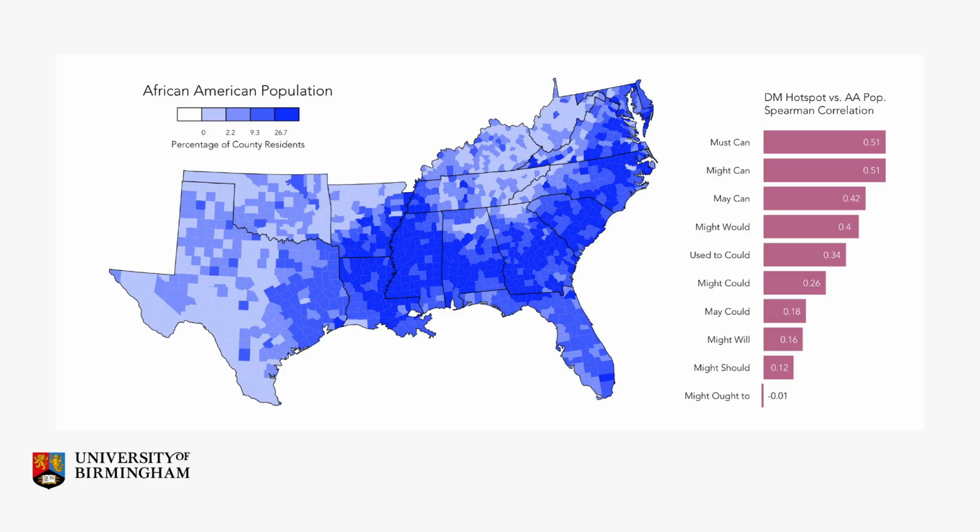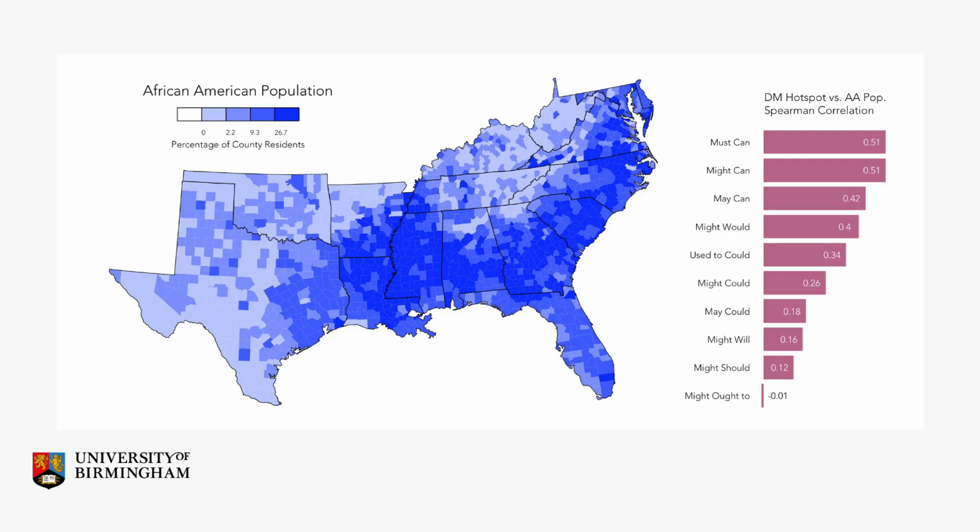We can take a look at this. Okay, so here's a map of African American population in the US. And what we can do now is correlate those maps we just saw for each of the double modals against where African Americans live. And that bar chart you see on the right shows you how strongly correlated all those double modals are to African American population. And what you can see here is that all but one of them is positively correlated, some very strongly.